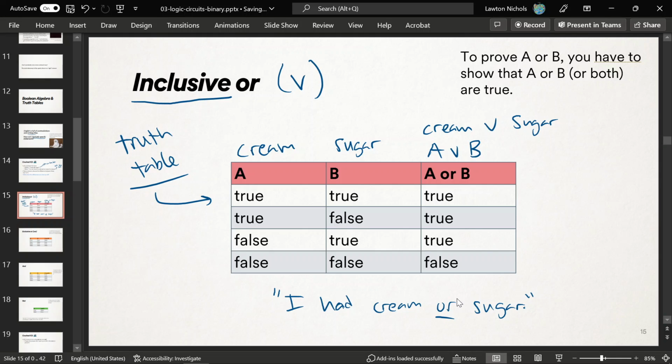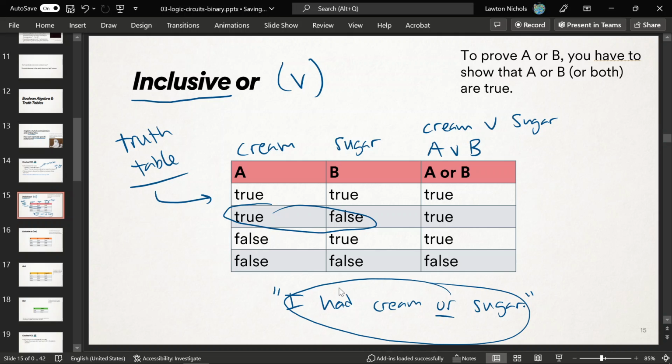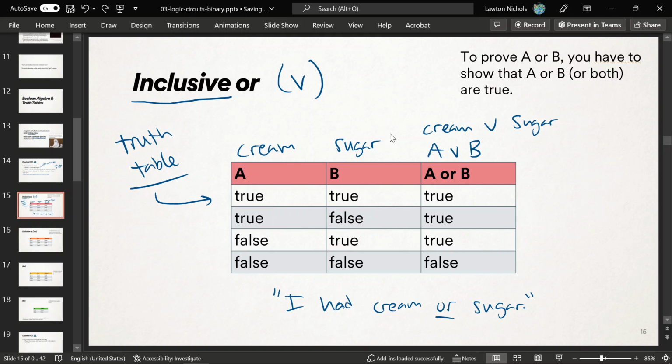I'll get to this in just a second, but let's show how this makes sense. Let's say that this column represents all the cases where you would say something like, I had cream or sugar, with inclusive or. It's possible you had both, right? If cream was true and sugar was true, then A or B is still true. It's possible that you had cream but no sugar. That's still correct to say. And then finally, maybe you had no cream but sugar. Then it would still be a true statement to say I had cream or sugar, right? So you could have one, the other, or both. And that is called inclusive or.